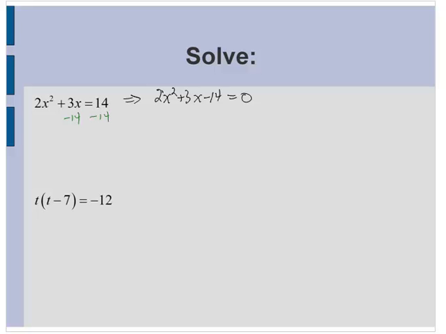Alright, so now, since I have a 2x squared, I'll multiply the 2 and the negative 14. And that gives me a negative 28. So I need a pair of numbers that multiplies to negative 28 and adds to 3. And let's see, 1 and 28, 2 and 14, 4 and 7. 4 and 7 is the pair that I want. A negative 4 and a positive 7.